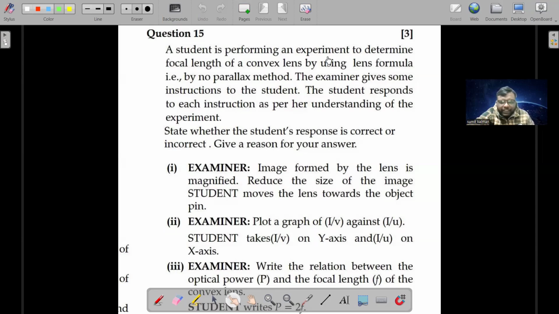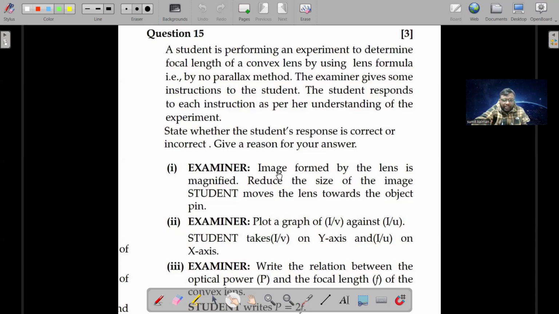So students will see the problem first. A student is performing an experiment to determine the focal length of a convex lens by using the lens formula, by the no parallax method. This experiment is in the class 12 practical syllabus, and it is a very famous experiment. The examiner gives some instructions to the student. The student responds to each instruction as per her understanding of the experiment. State whether the student's response is correct or incorrect. Give a reason for your answer.